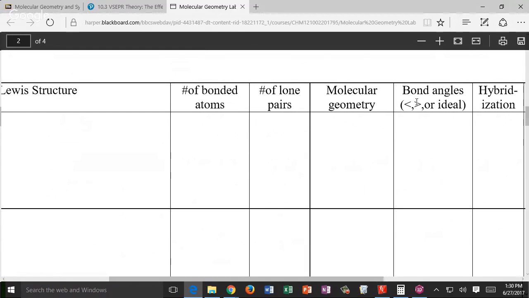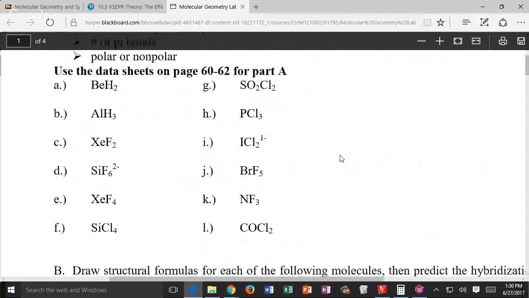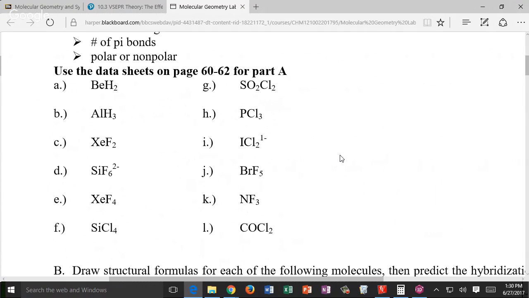Notice here, for bond angles, it also says less than, greater than, or ideal, which means you want to look at whether or not there are lone electron pairs pushing on the atoms the way that we saw with water and ammonia. Do you expect that to happen? And if so, that's going to be smaller than normal bond angles. Or are they ideal, meaning everything is just spaced out exactly at the angles that you would expect for that type of group.